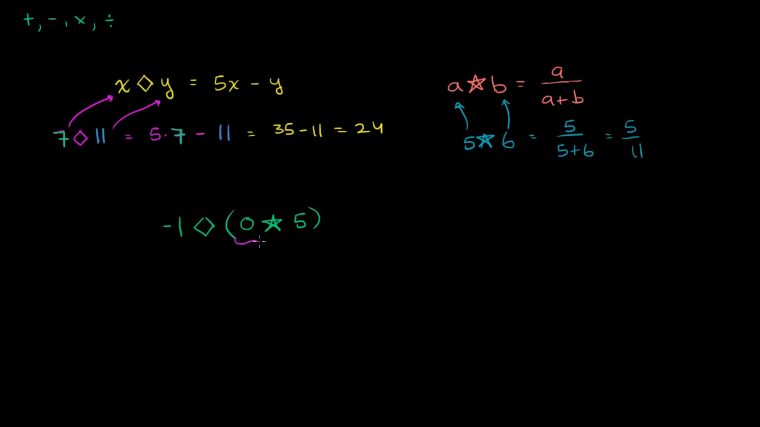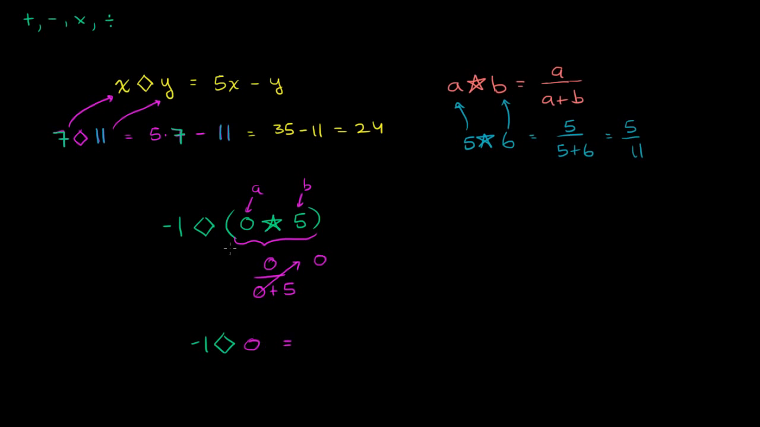So we want to evaluate this parentheses first. 0 star 5, that is 0. So now you could view this 0 as the A and the 5 as the B. So it's going to be 0 over 0 plus 5, which is just going to be 0. So this over here is 0 over 5, or it just goes to 0. So this whole expression simplifies to negative 1 diamond 0.